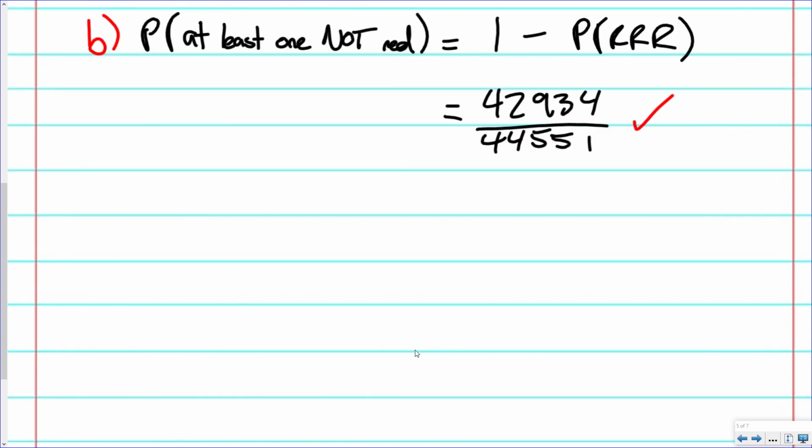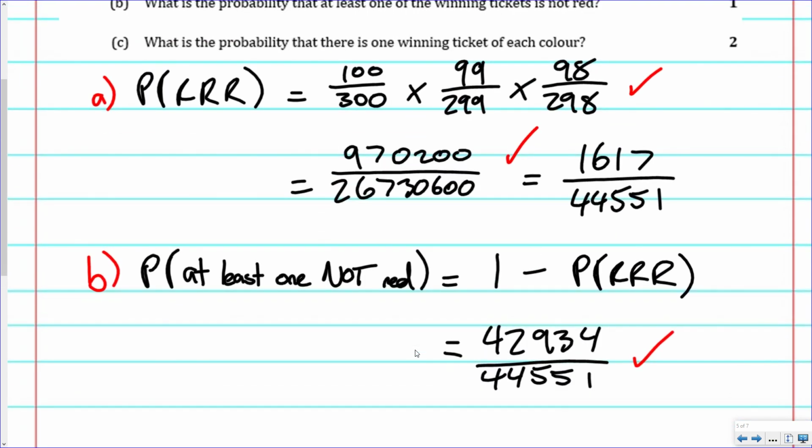So what we want to do, I should go up to the question. What is the probability that there is at least one winning ticket of each color? Sorry, not at least one. That there is one winning ticket of each color, and that's a massive distinction actually. The first thing I said would have actually been quite hard to find. So what is the probability that there is one winning ticket of each color?